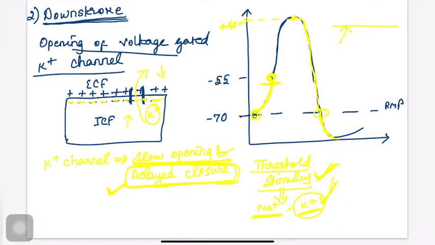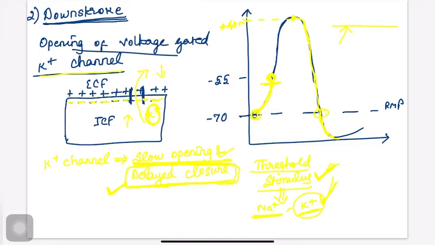How is it happening and why is it happening? It is happening due to the opening of voltage gated potassium channels. Opening of voltage gated potassium channels will cause a flux of potassium from the cell to the outside. So what does it cause? As the cell loses positive charges, its interior becomes negative.